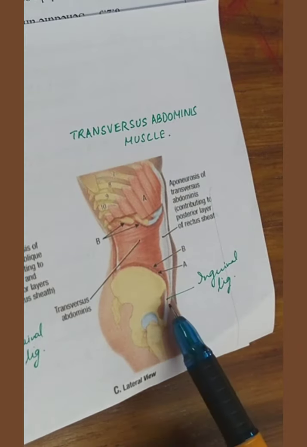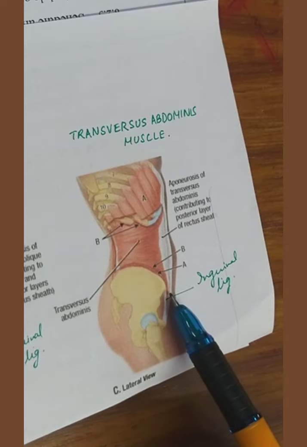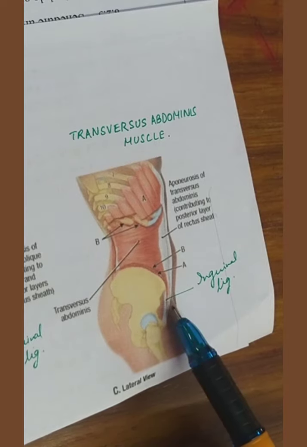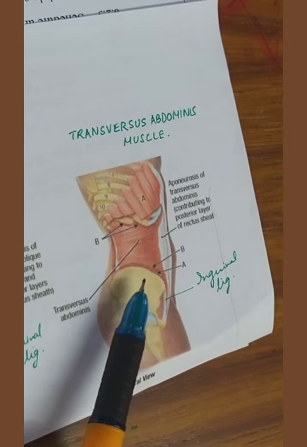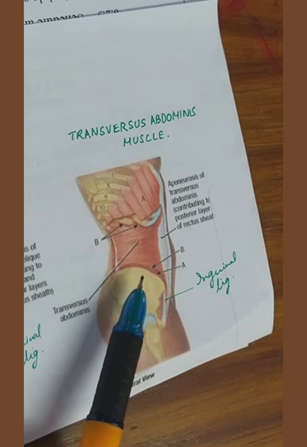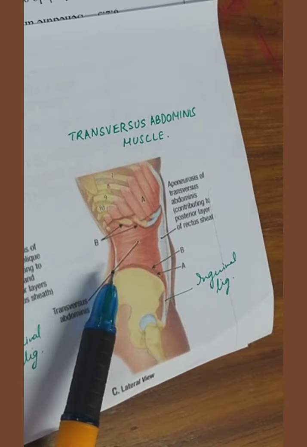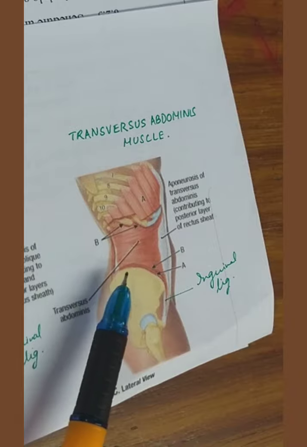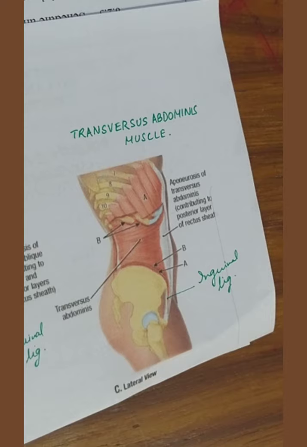The origin, this is the inguinal ligament, and from the lateral 1/3 of the upper surface of the inguinal ligament, few fibers originate. Then from the anterior 2/3 of the inner lip of the ventral segment of the iliac crest. Then from the thoracolumbar fascia at the lateral border of the quadratus lumborum, and also a few fibers from the inner surface of the lower 6 ribs and their costal margin, interdigitating with the origins of diaphragm.